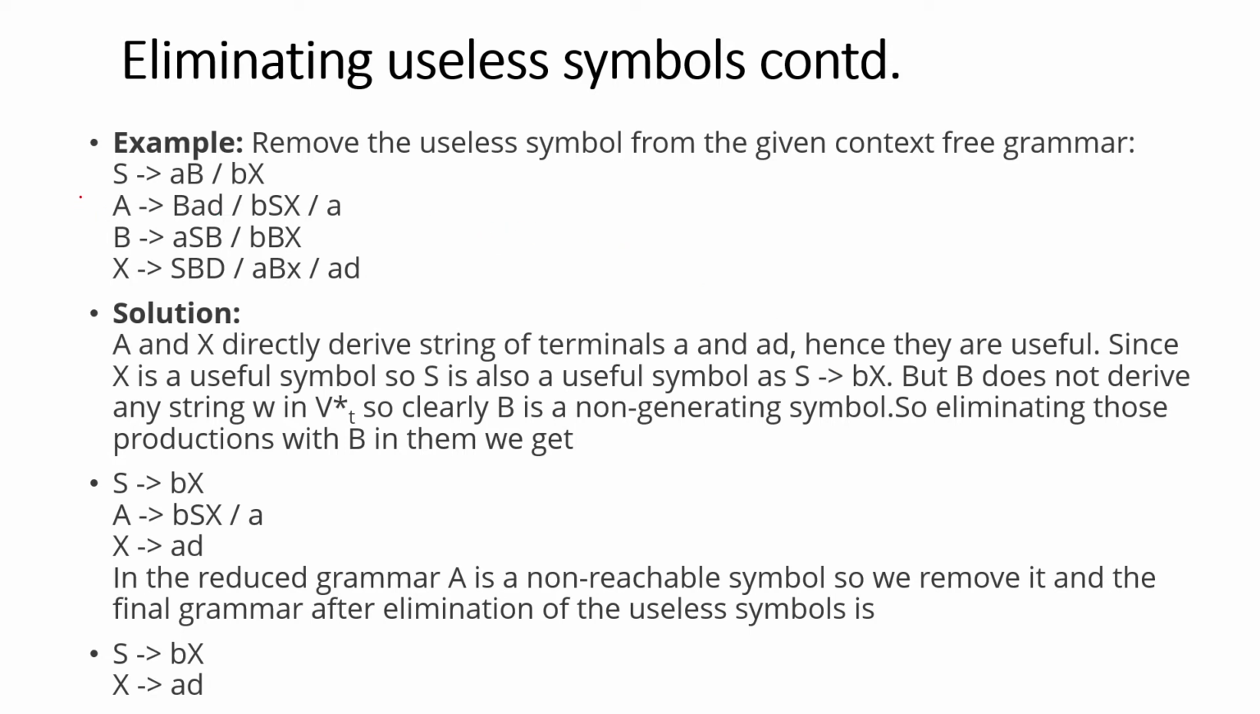So this is the input production rule of a grammar, where we can see that A and X directly derive strings of terminals, small a and small a small d. From this A you can derive small a, and from X you can derive small a small d.